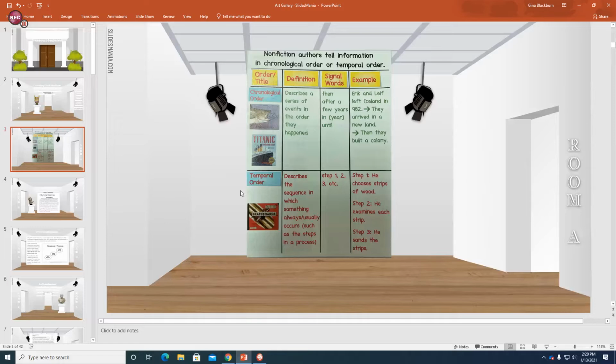All right, let's take a look at temporal order. This is a book called Skateboards, and in temporal order, it describes the sequence in which something always or usually occurs, such as the steps in a process. So maybe before in your classrooms, you were asked to describe how to make a peanut butter and jelly sandwich. So you do have the steps in order. For example, you wouldn't put the peanut butter on before you had the bread out. These are the things that would happen in a certain order. You have steps 1, 2, 3, etc. These also are in a certain order.